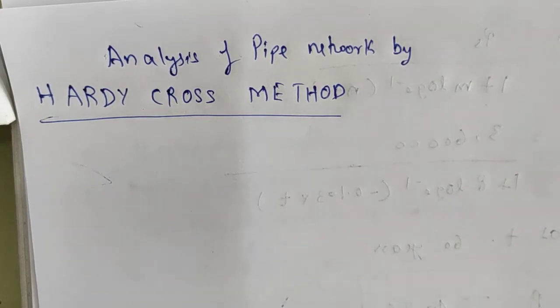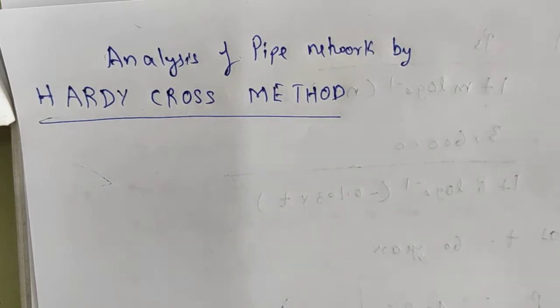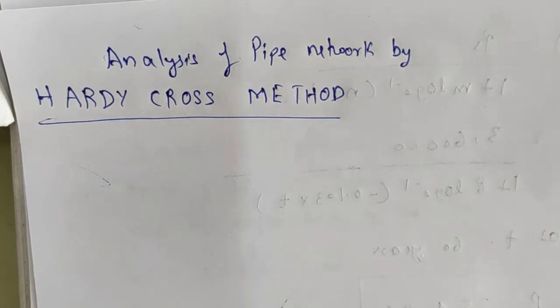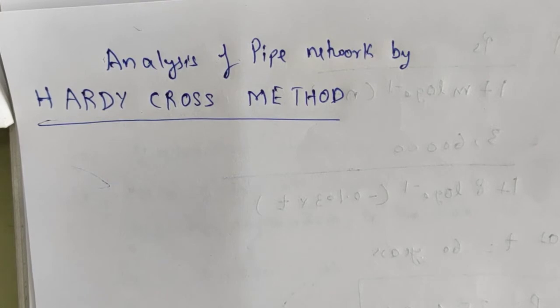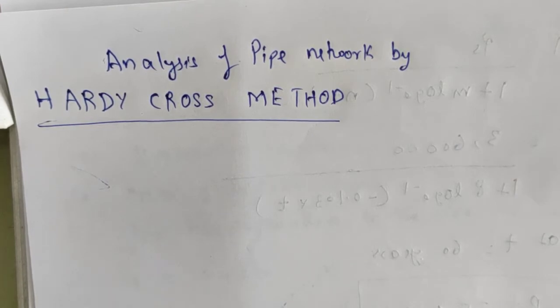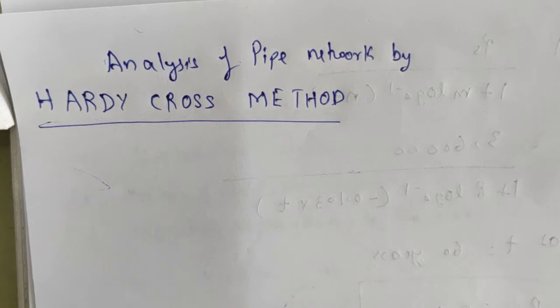So what happens in this method is that we have to analyze the flow inside the pipe network, and by that means we have to design a pipe network. You understand that the pipe that we use in the water supply scheme is not a single pipe, but it is a combination of a network of pipes. So when there is flow in an entire network, how is the flow affected in each pipe? This is what we have to understand by the Hardy Cross method.